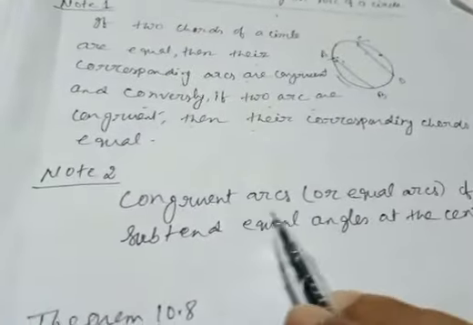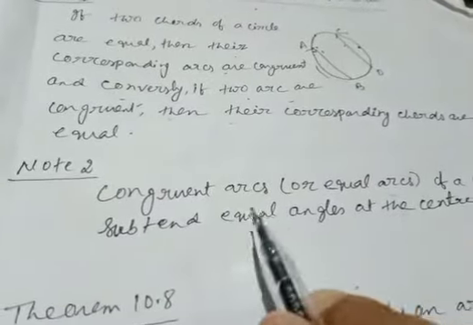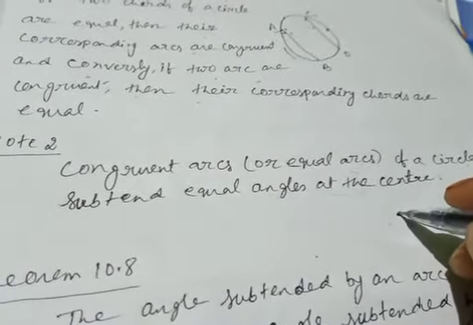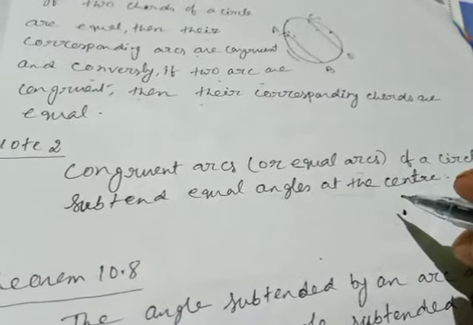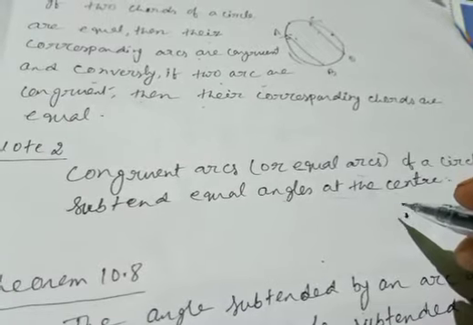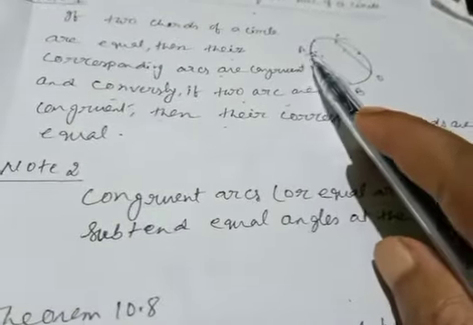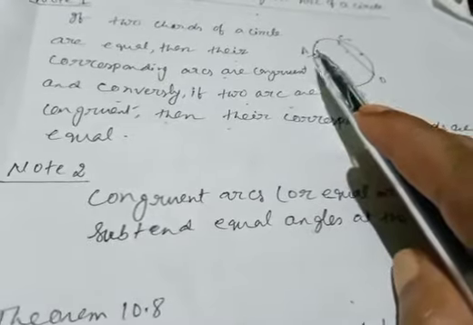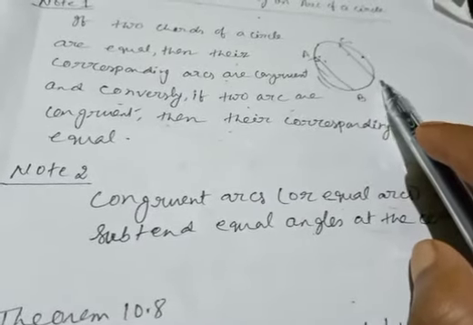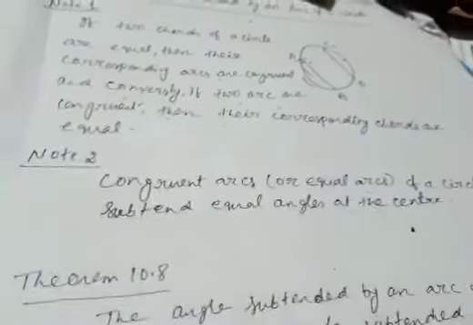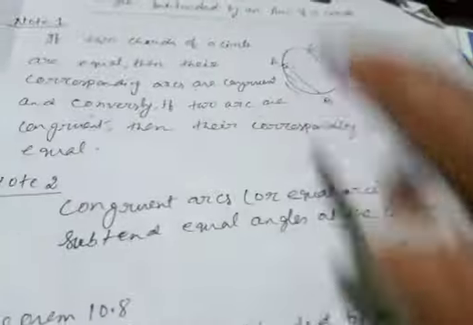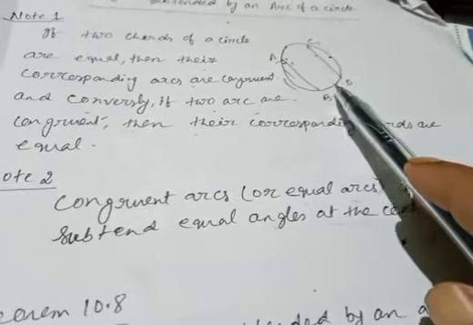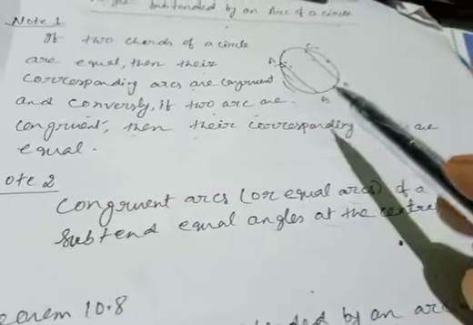Note 2. Congruent arcs or equal arcs of a circle subtend equal angles at the center. So here suppose, since arc AB and arc CD are congruent, then the angle subtended by arc AB is equal to the angle subtended by arc CD. I hope all of you understood this one, the congruent arcs or equal arcs. If arc AB is equal to arc CD, then angles subtended by these arcs are also equal.